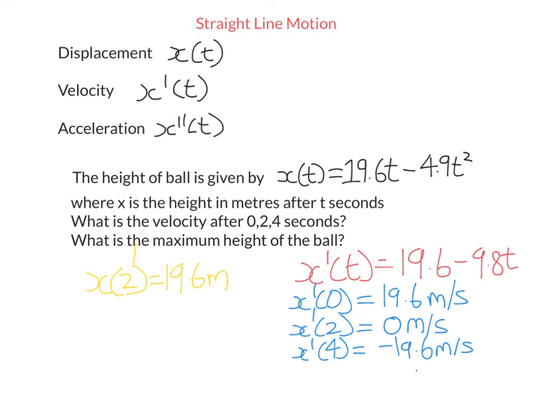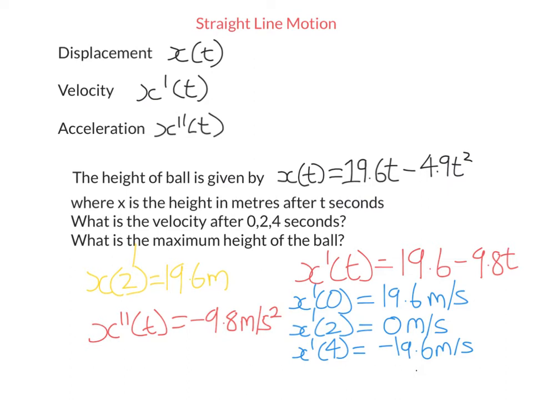So this was all about velocity. Just so you know, if I wanted to find the acceleration, I would differentiate this function here. If I differentiate the velocity, I get minus 9.8, and that is the acceleration. Acceleration is in meters per second squared. Negative acceleration means that the object is slowing down. Positive acceleration means that it's speeding up.